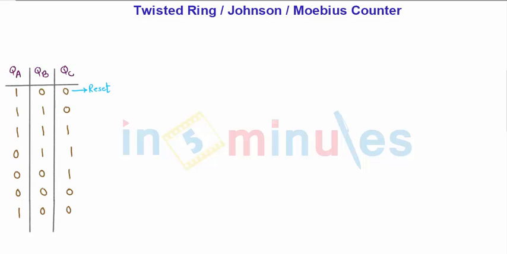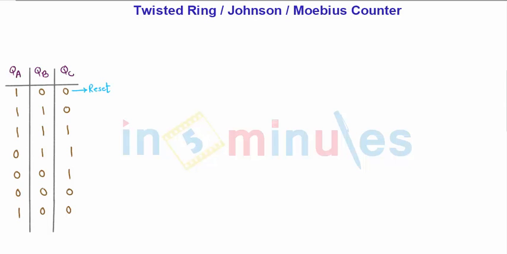Here, once again, I am going to consider a 3-bit counter. I have taken the outputs of the flip-flops A, B, C as QA, QB and QC, and 100 is going to be the reset condition. Now why am I going to call it a twisted ring counter?